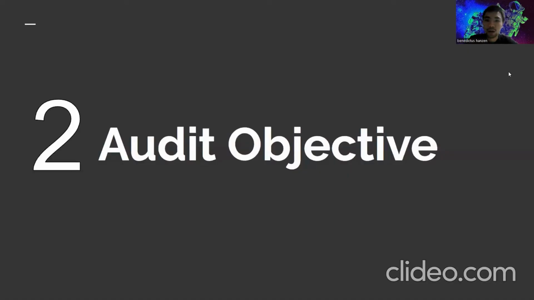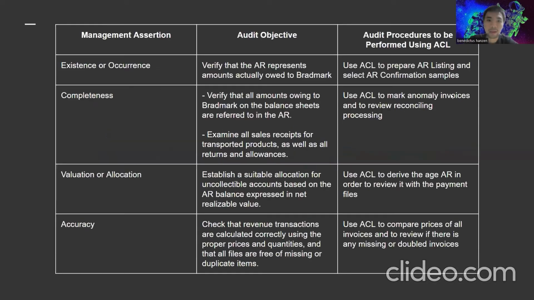Moving on to the audit objective. Here, there are 4 management assertions. First is the existence or occurrence. Second is the completeness. Third is the valuation or allocation. Last but not least, the accuracy.